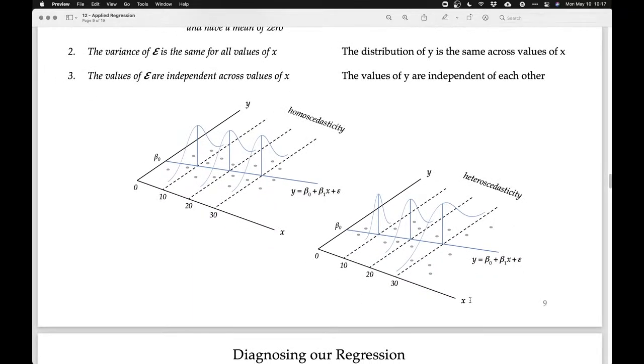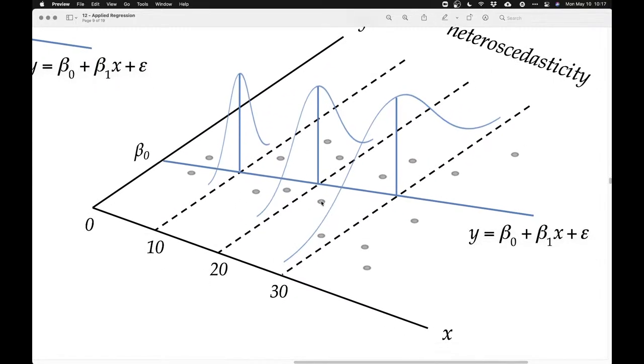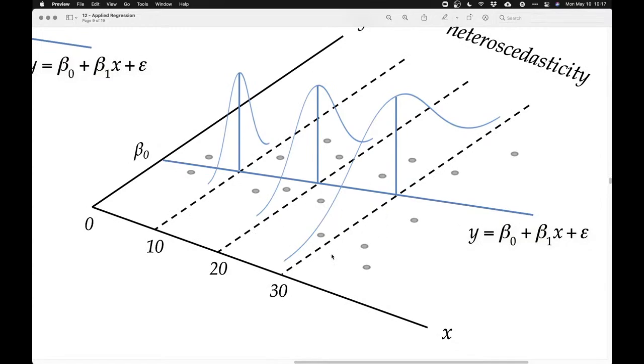For example, in this data set, if you can just for a second ignore the distributions, if you look at the data points, do you notice they kind of follow like a funnel shape? Like they're very close to the regression line here, and they start getting further as x increases. And then as x becomes much bigger, the residuals are much bigger, right?